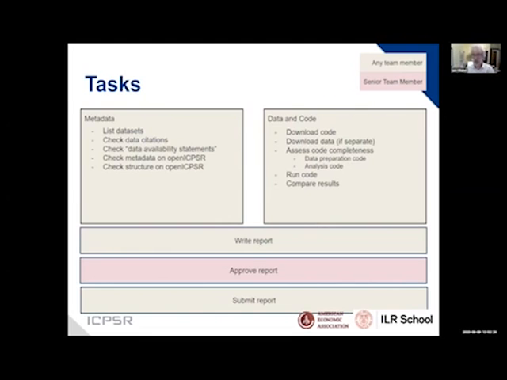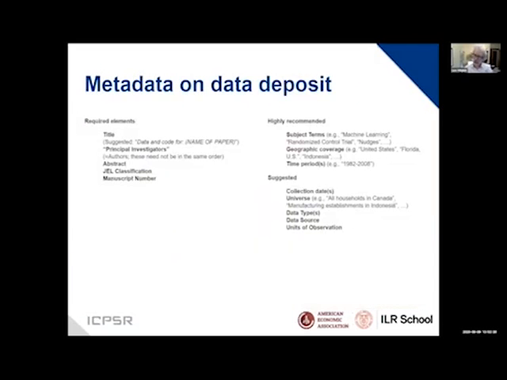And then if we have the data, we run the code and compare the results. The RA then writes a report. I review those reports and approve it, and then it's submitted back into the Manuscript Central system. That process can take anywhere from 5 hours to 3 weeks, depending on how complex these things might be.